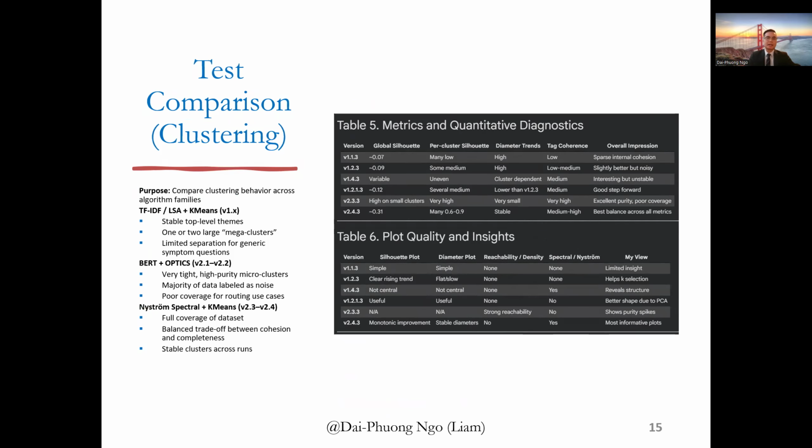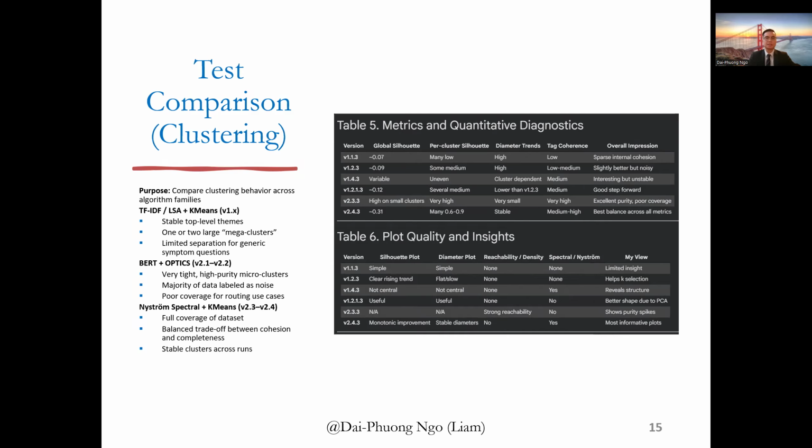On the clustering side, test comparison focuses less on individual queries and more on how different algorithms partition the dataset. In the early TF-IDF and LSA-based version, clusters are generally interpretable but heavily imbalanced. Test runs repeatedly show one or two megaclusters absorbing vague, symptom-based questions.